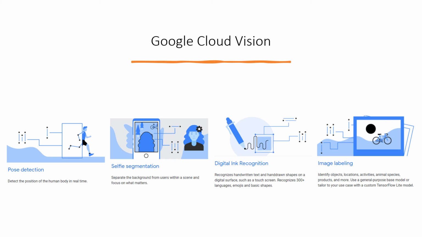With digital ink recognition, we will be able to recognize handwritten text and handwritten shapes on any digital surface, such as a touch screen. It recognizes around 300 plus languages, emojis and basic shapes. Next one is image labeling. With image labeling, we'll be able to identify objects, locations, activities, animal species, products and much more.